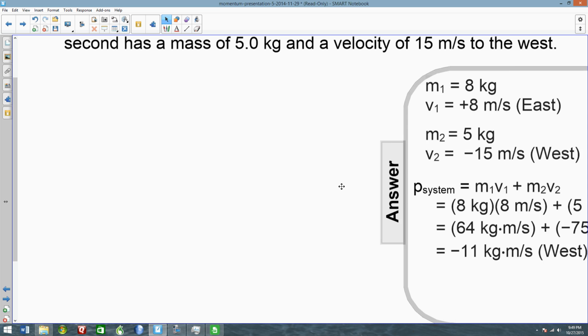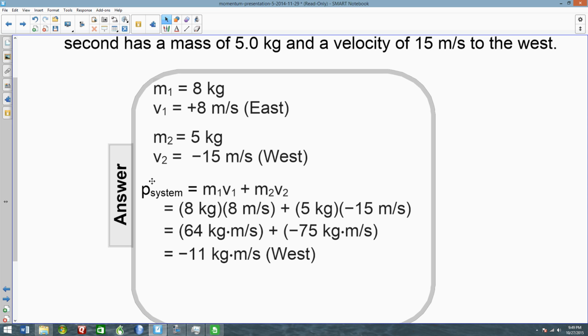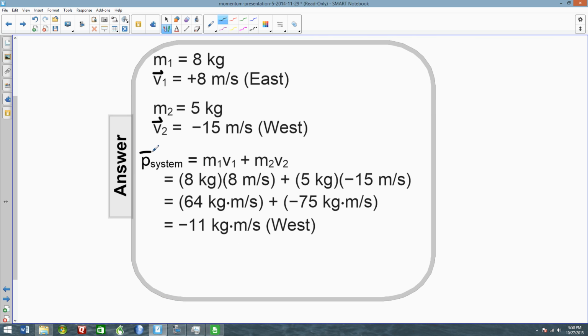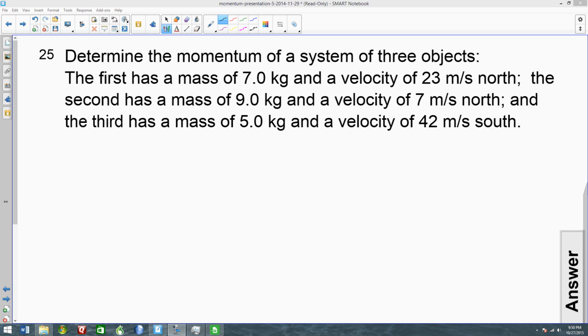Okay, let's take a look at our answers. We have the mass is 8 kilograms for M1. The velocity is 8 meters per second east. The mass of M2 is 5 kilograms, and the velocity is negative 15 meters per second. The momentum of the system is going to be the momenta of each added together. This is going to give us 64 kilograms meters per second I hat plus negative 75 kilograms meters per second I hat, and that's going to give us negative 11 kilograms meters per second, going west.